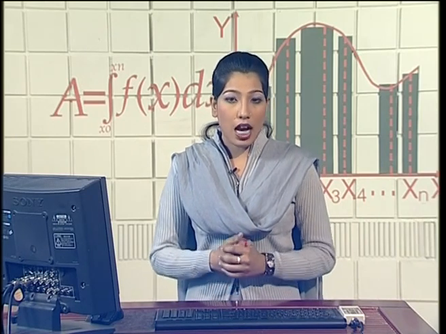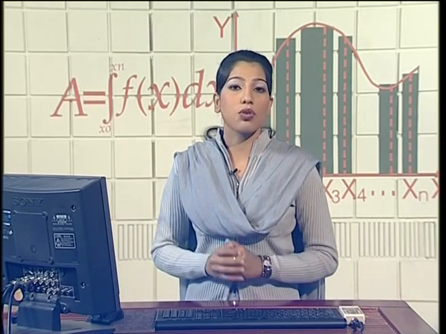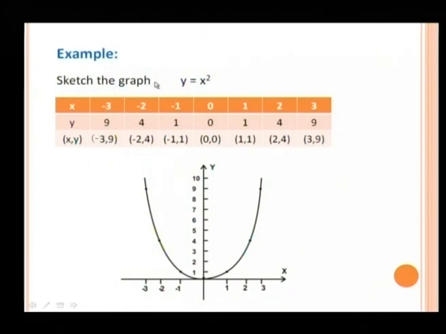Now I will explain graphs with the help of some examples. You can see the first example of graph drawing on the screen. If we have to sketch the graph for y equals x square, we should have the solution for this equation, or some ordered pairs, to draw the graph. To draw the graph of this equation, first we will put some values of x in this equation to get some values of y. If we put x equals 0 in the above equation, we get y equals 0. So the resulting ordered pair becomes 0 and 0.